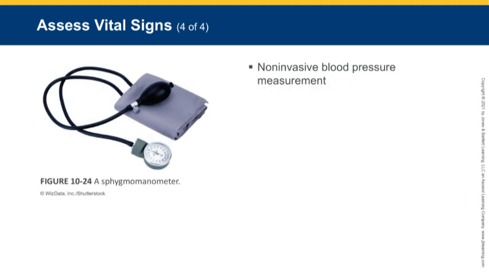A sphygmomanometer is used to measure blood pressure. Normal BP: 120 over 80 mmHg. Hypotension, less than 90/60 millimeters of mercury, may indicate shock. Hypertension, 140/90 mmHg, can lead to strokes or cardiac events. Check both arms if one reading seems abnormal, and avoid using a BP cuff on arms with AV fistulas, mastectomy sites, or injuries.